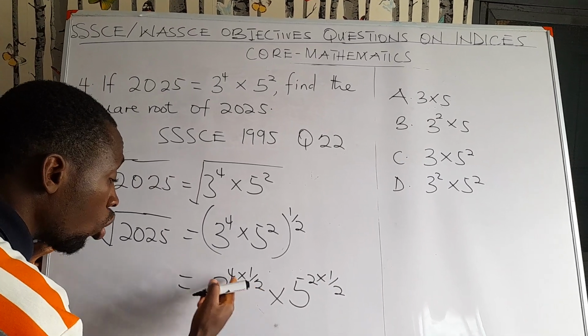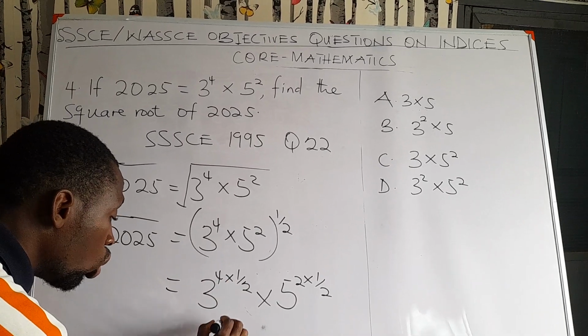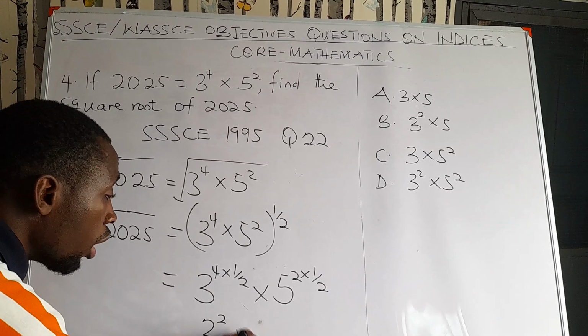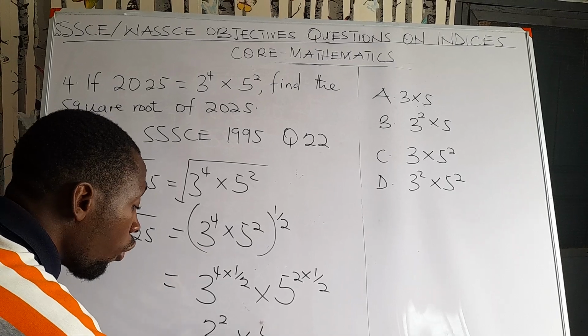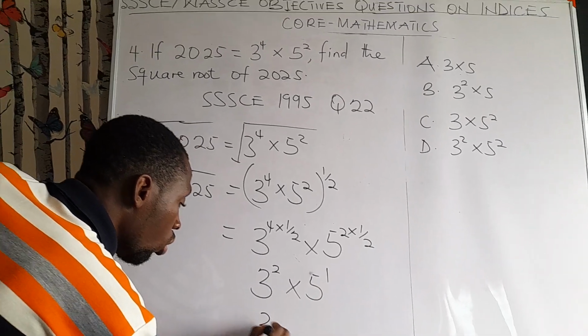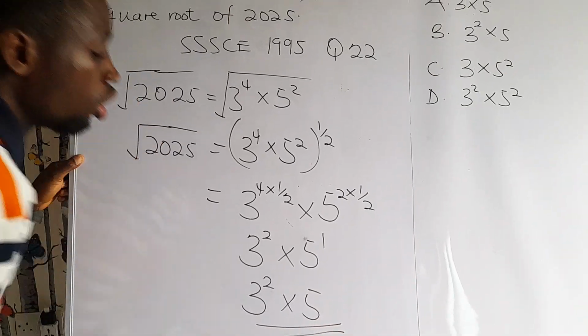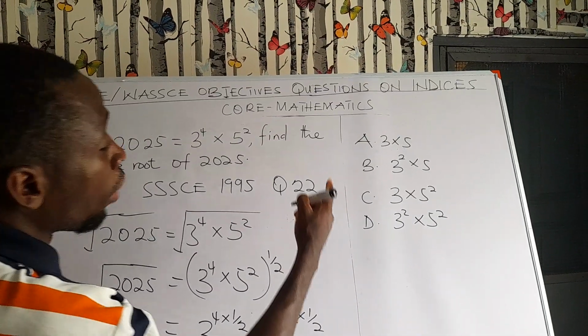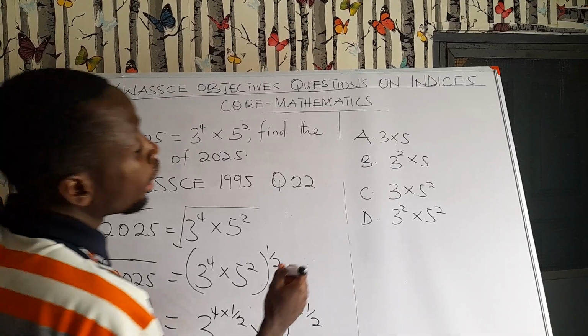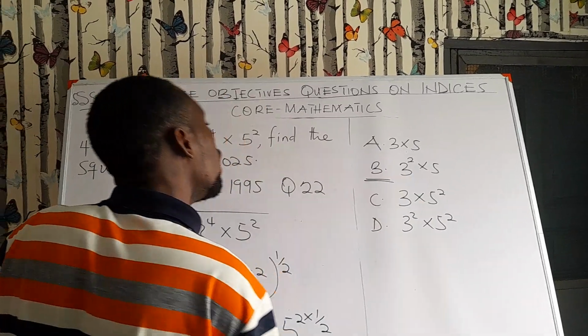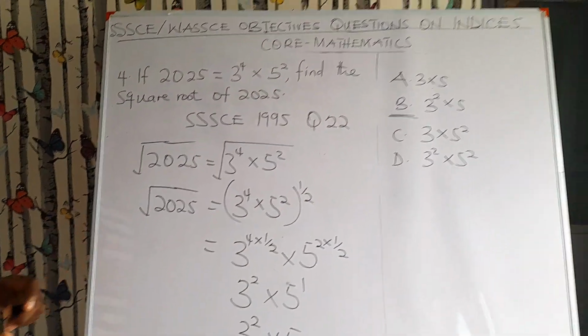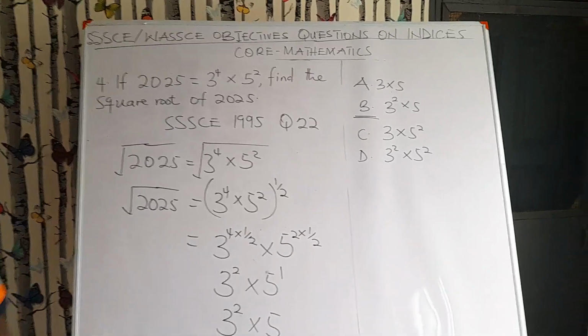So 4 divided by 2, or 4 times half, will be 2, so that will be 3 exponent 2. Then 2 times half will be 1, so that will be 5 exponent 1. So when we simplify, we'll have 3 exponent 2 times 5. So among the possible answers, the correct answer becomes B. I hope you get it correct. We'll solve the next one again.